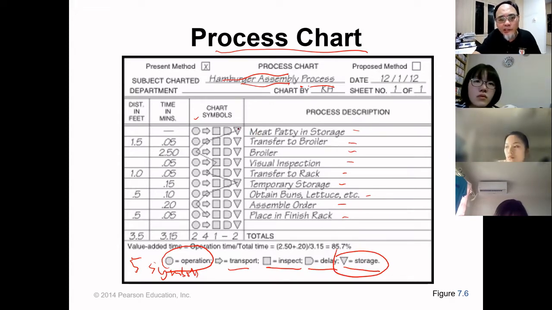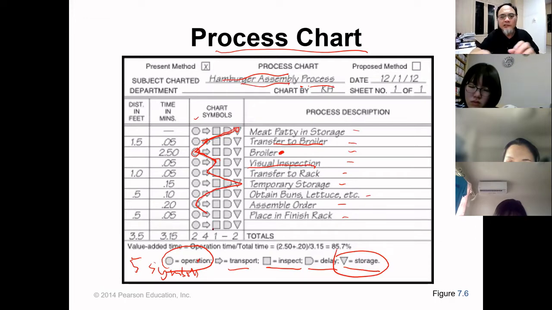So meat patty in storage, from storage, because it's storage, go transfer to broiler. This is transfer. Broiler is actually doing the operation. The first operation is broiler. Then after broiler, they go for visual inspection. So that's why the line connects to visual inspection. So this is the connection of lines between the steps, all the steps until the end.